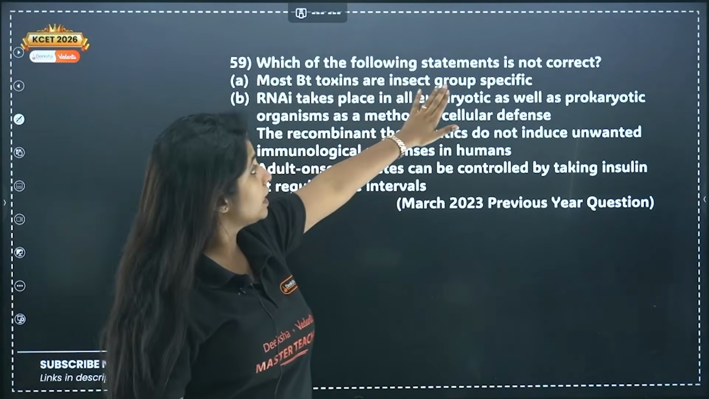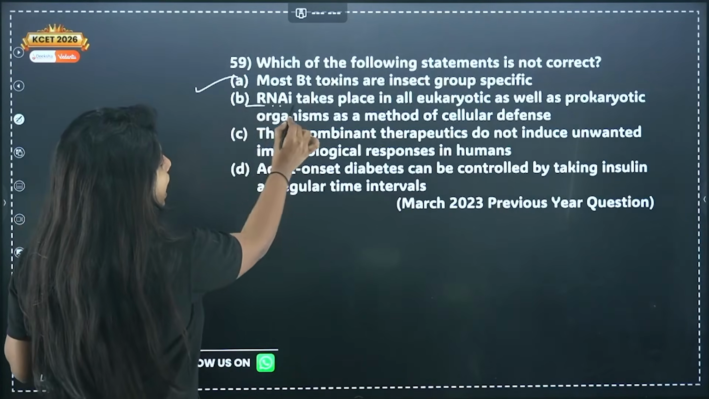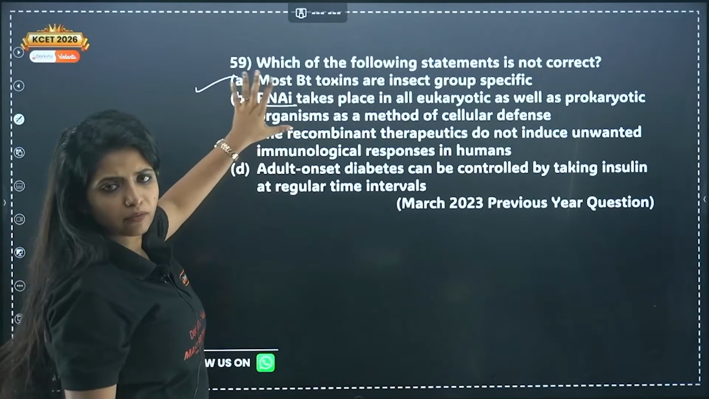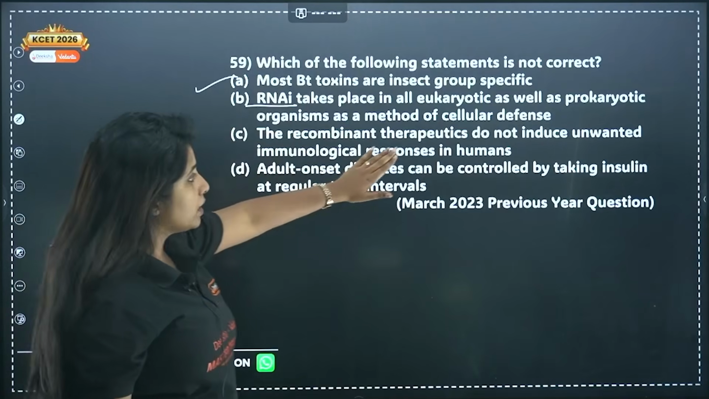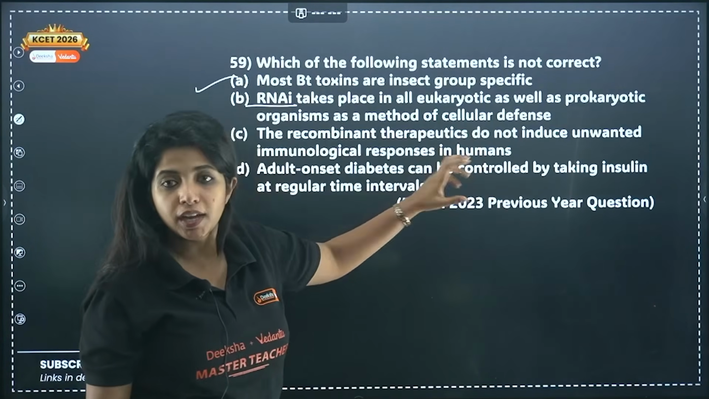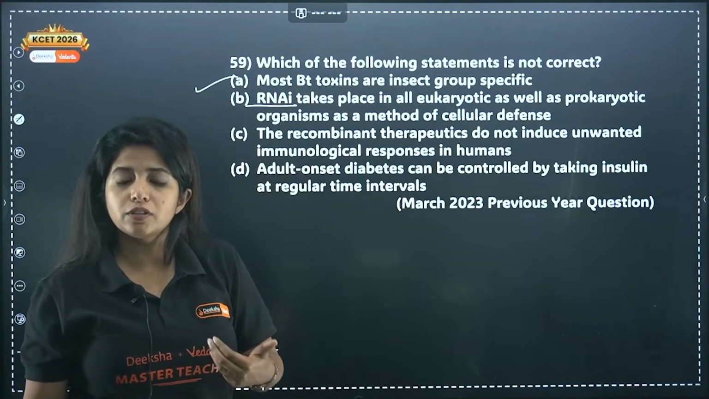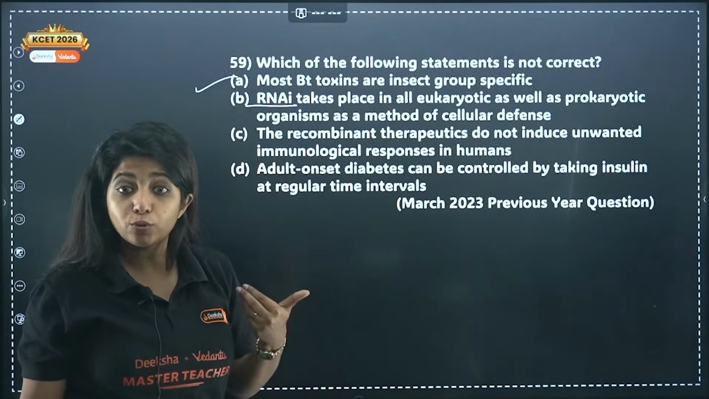Now, which of the following statements is not correct? Most Bt toxins are insect group specific. Aren't they specific? Yes, ma'am. Now, this statement, RNAi takes place... I do not know this. We'll keep it on hold. Recombinant therapeutics do not induce unwanted immunological responses in humans. Yes, they do not. That is why we use them.